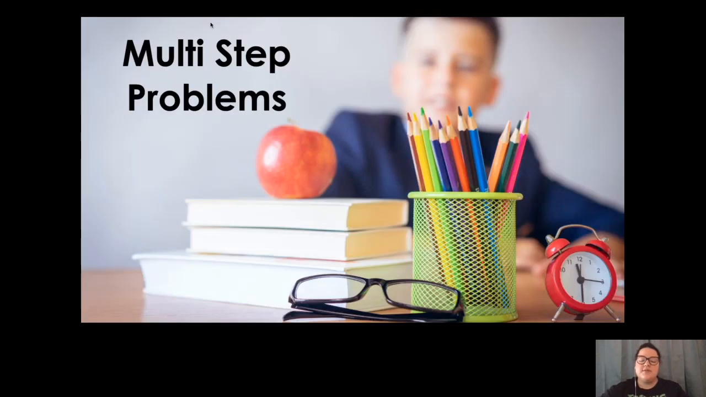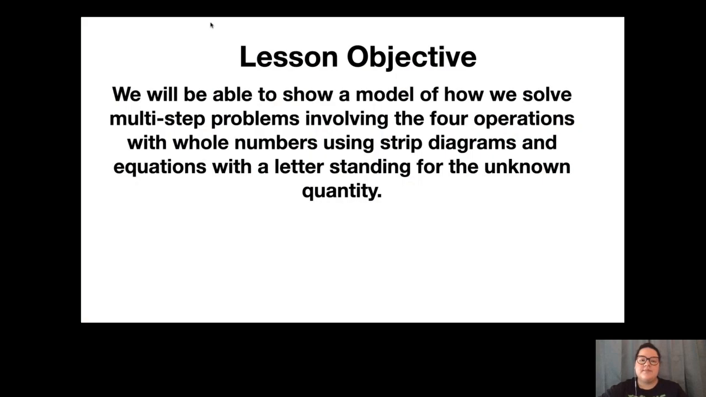Today we're talking about multi-step problems. Our lesson objective is we will be able to show a model of how we solve multi-step problems involving the 4 operations with whole numbers using strip diagrams and equations with a letter standing for the unknown. Today, I'm really going to focus on that strip diagram.